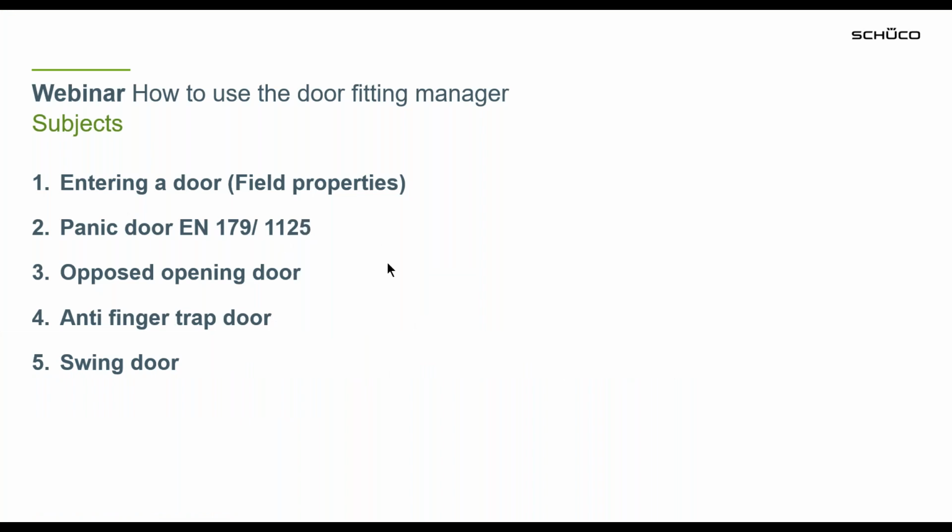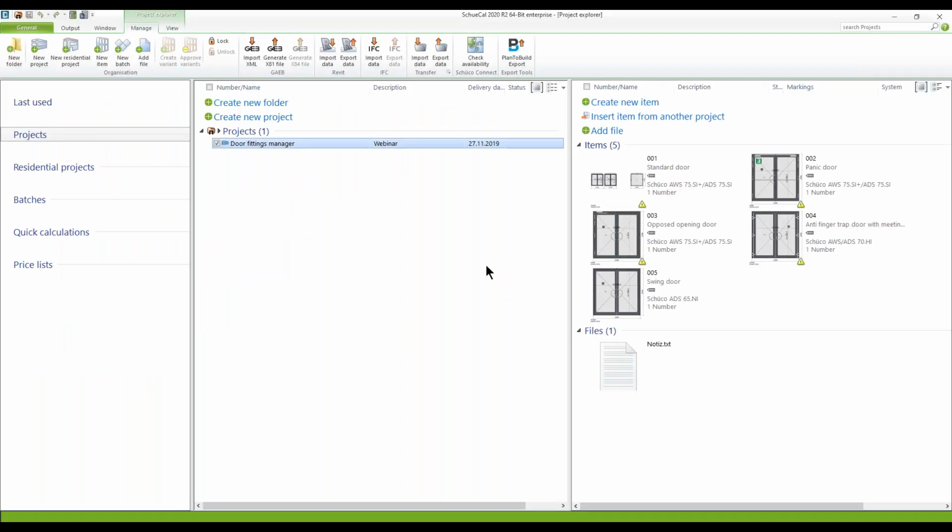First, we are entering some doors, and I'd like to explain the field properties dialog. And then I've prepared a panic door EN 179 or 1125, and I show you what is special about this. And then we talk about an opposed opening door, an anti-finger trap door, and we also create a swing door. So for that, we go directly into SchüCal.